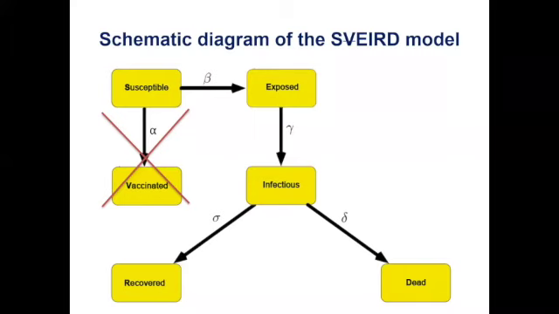We did think about an SVEIRD model, which we use for Ebola and Congo. But for the COVID-19, there is no vaccine yet, though there are several candidates. Hopefully we will have a vaccine very soon. So we are not going to go with that.